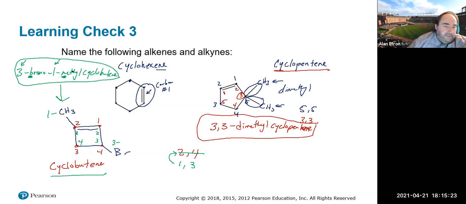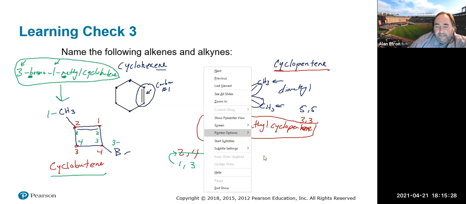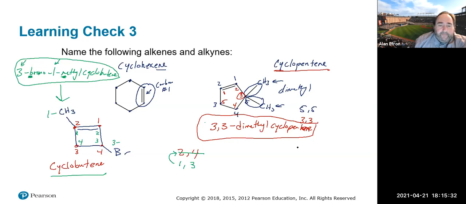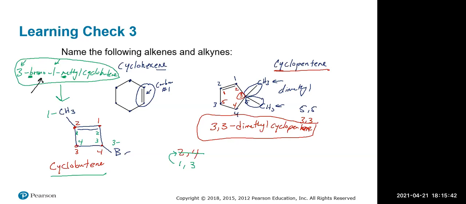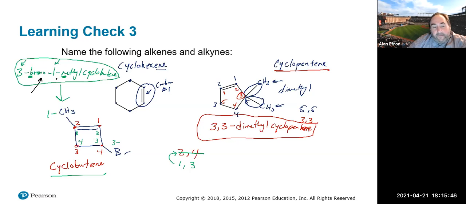Any questions on the naming of cycloalkenes? Can you write that one, please? I'm sorry? Can you write it out? Like how you did the other one? Oh, you did? Oh, okay, sorry. My bad. Yep. This right here? Yeah. Okay. Yeah, so that is 3-bromo, 1-methyl cyclobutene. Yep. Other questions?